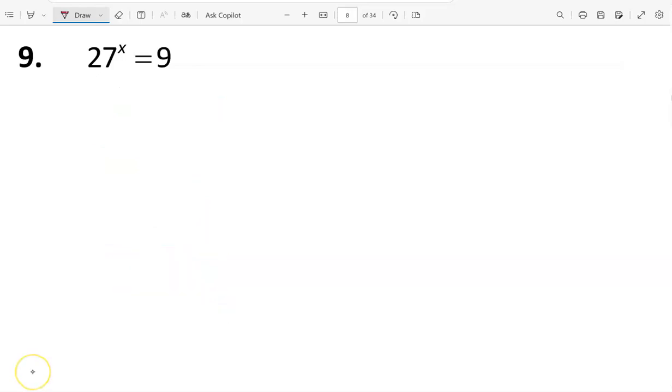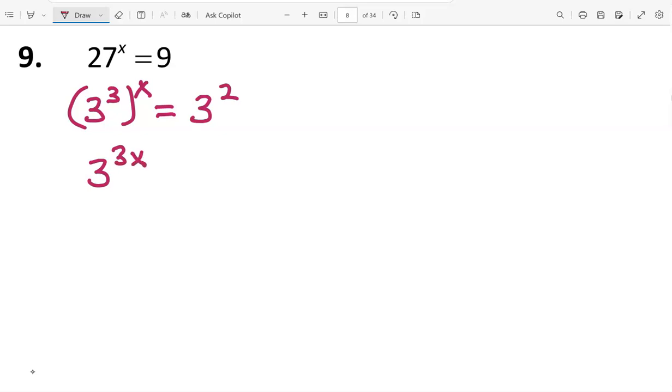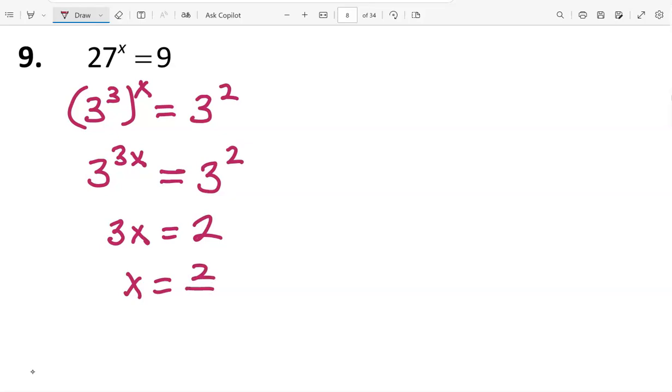In number 9, both 27 and 9 can be re-expressed with base 3. So 27 is 3 cubed, and 9 is 3 squared. When we raise a power to a power, we multiply the exponents, so 3 to the 3 raised to the x power is 3 to the 3 times x, and then on the right, that's 3 squared. Now that both sides are a power of 3, we can equate the exponents, and then divide, and x is equal to 2/3.